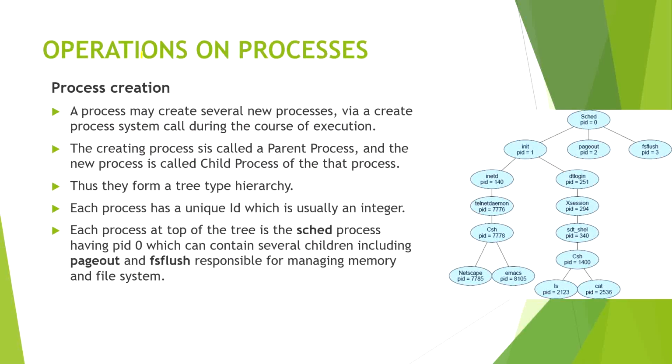Now there are certain operations on processes, like the root process, which is known as the sched process. It can bifurcate itself into different types of processes like init, page out, and fs flush. These two, fs flush and page out, are very important processes in the operating system. They are responsible for managing memory and the file system. As you can see, a parent process can divide itself on the basis of process ID, and it forms a tree like structure.